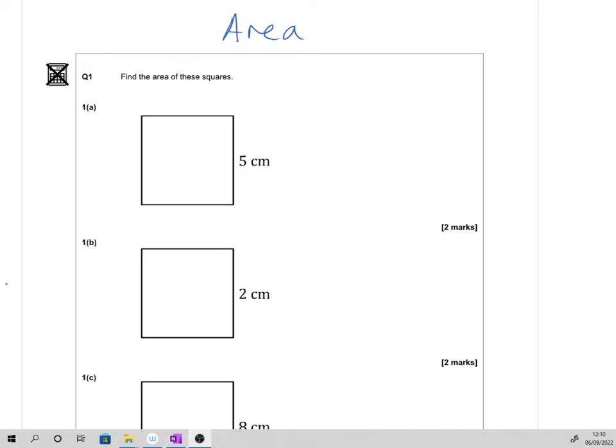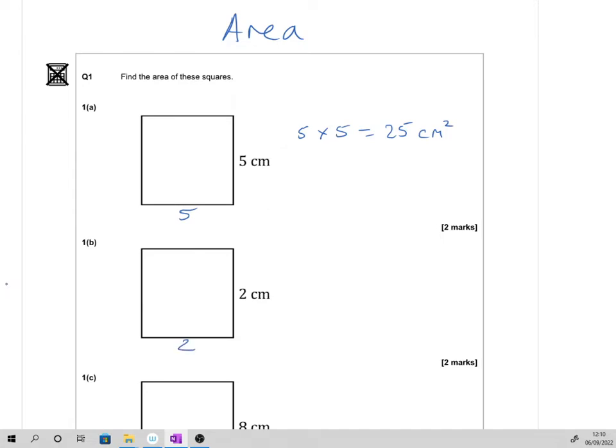Right, this one is areas. Areas of squares, triangles, I don't know what shapes they are. Right, now squares, all the same. All sides are the same, so that's 5. So the area is 5 times 5, which is 25 centimeters squared.